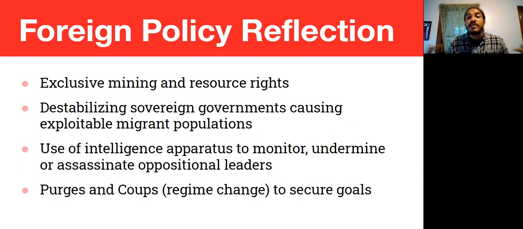And you see a lot of that reflected in how foreign policy operates. They want exclusive mining and resource rights. So they want to clamp down on labor. They want to destabilize governments. And that destabilization of governments actually helps create migrant populations that they then turn around and exploit when they try to come here looking for an escape from the conditions that we created ourselves.